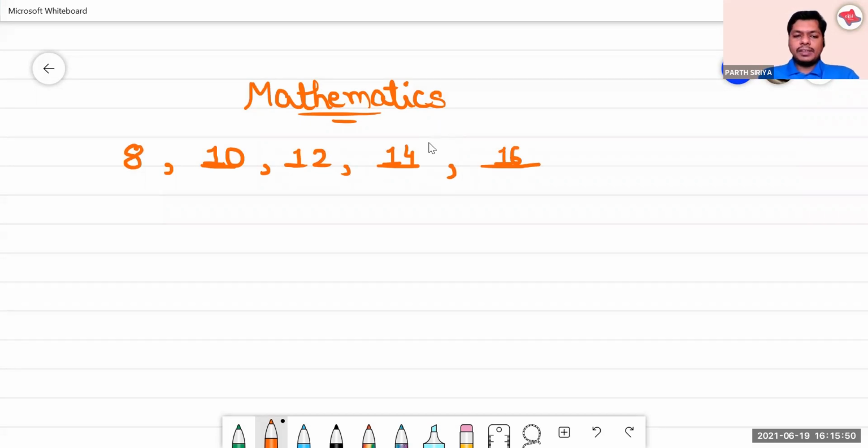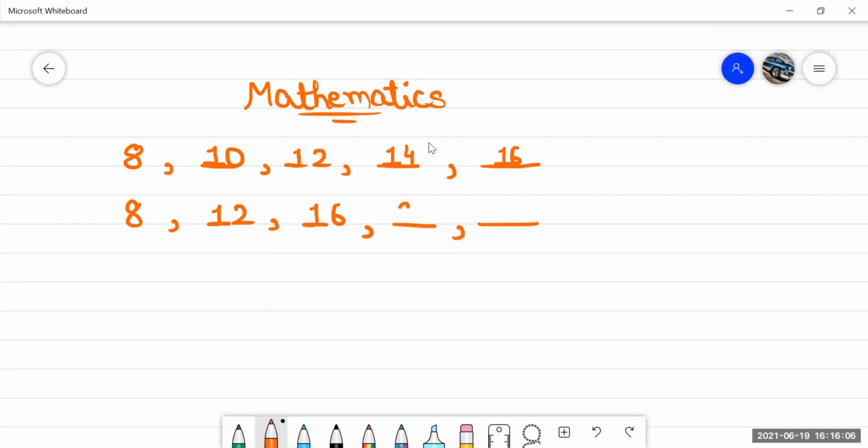Perfect. If I ask you another pattern, say for example, the number is 8, then 12, then 16. What could be the next two numbers over here? 20 and 24. What number have you added over here? 4. Perfect.